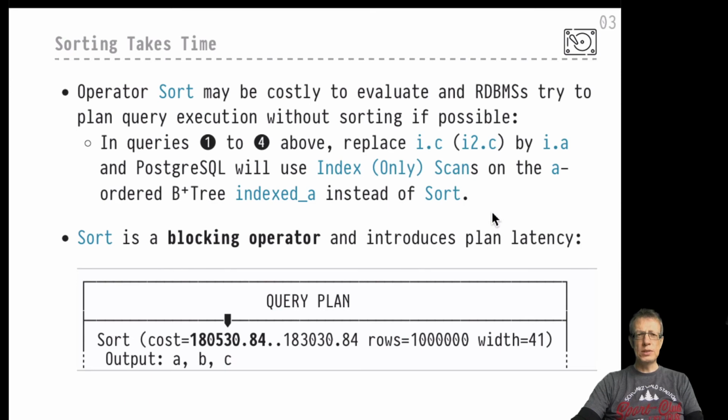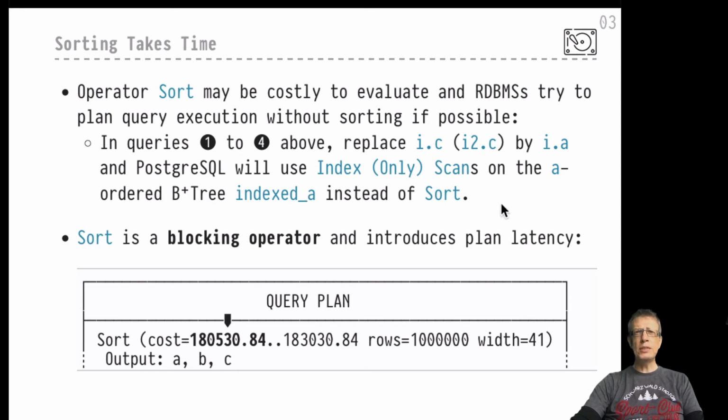Of course, the system will try to be clever and try to avoid the use of sorting altogether if this is possible at all. If the system can in any way rely on rows that are flowing in to an operator to be sorted already, then sorting will be omitted. In the queries that we have just looked at, there's this sorting criterion I.C that occurred all the time.